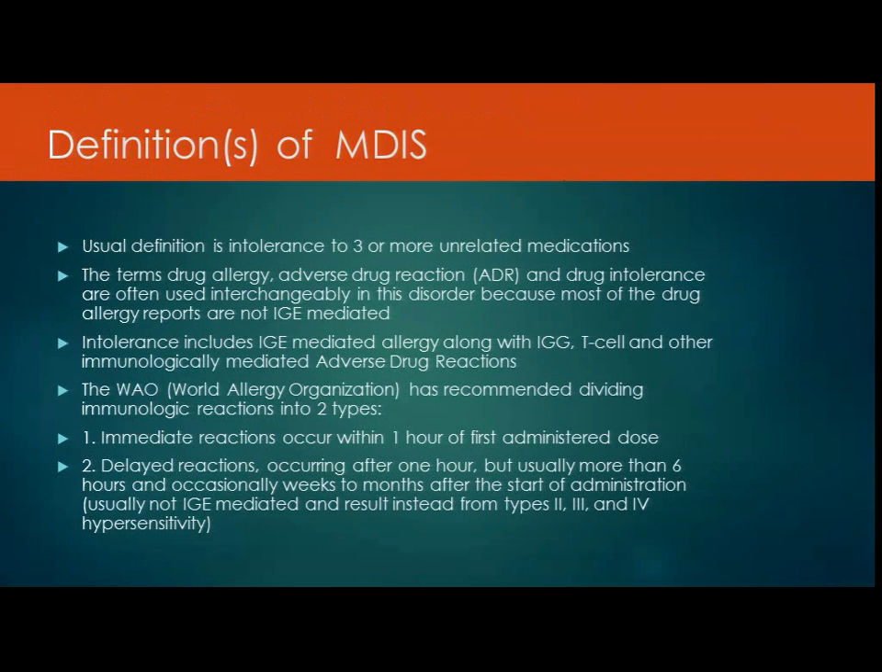Strobe effect. If you look at the definition of multiple drug intolerance syndrome, it's usually intolerance to 3 or 4 unrelated medications. Adverse drug reactions and drug intolerances are more accurate terms because most of these people aren't truly allergic. If you go back and challenge them, most of them don't even have reactions to the drugs. So it includes IgE-mediated allergy, IgG, T-cell, and other adverse reactions to drugs.